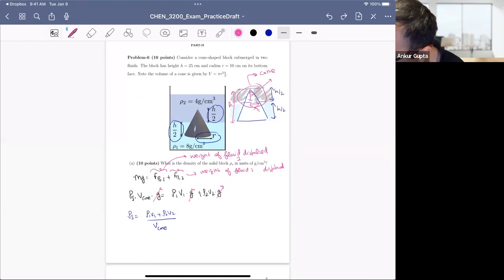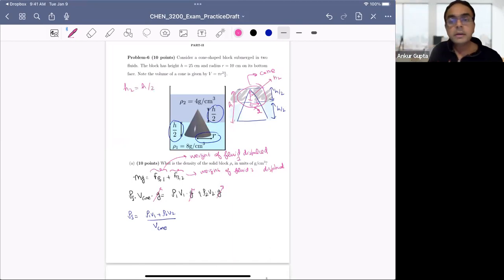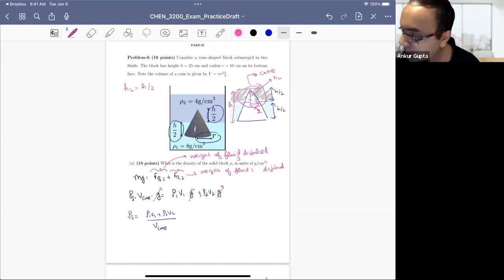So this value I'm saying is h2, and this is r2, the radius is r2. What I'm saying is h2, because it's half submerged, is h by 2, the total height by half. But by similar triangles, because a cone is like a triangle, the radius also is radius by 2, right?